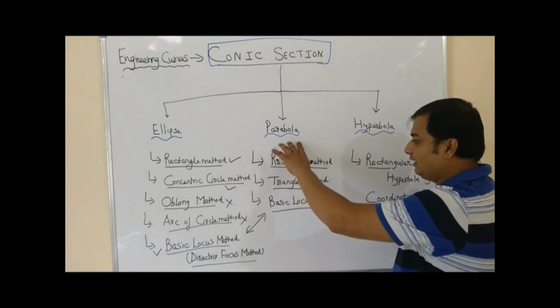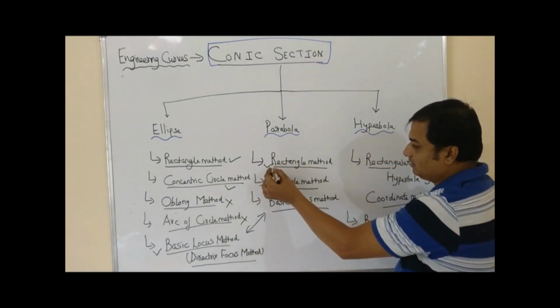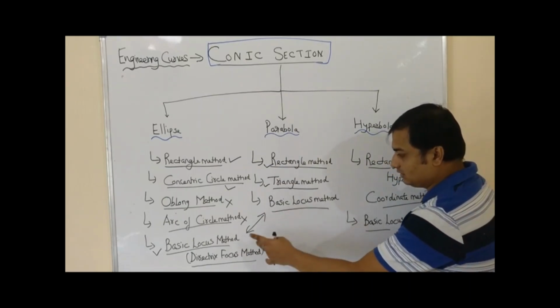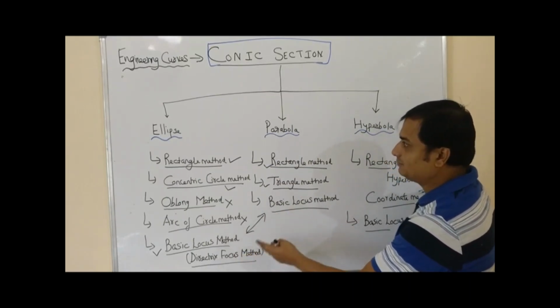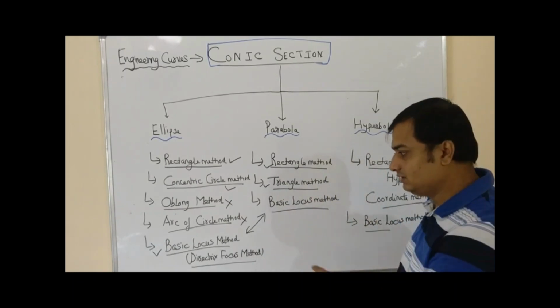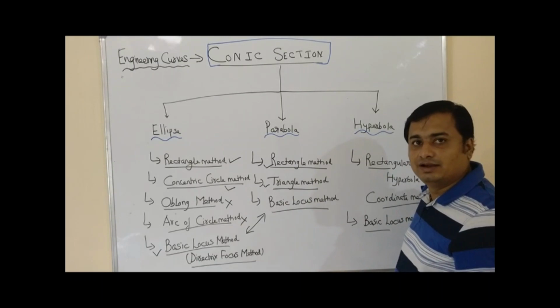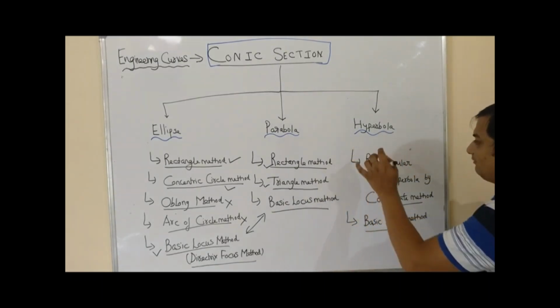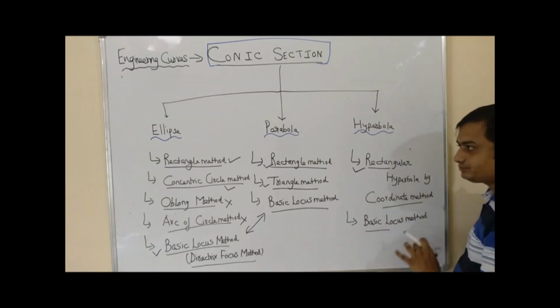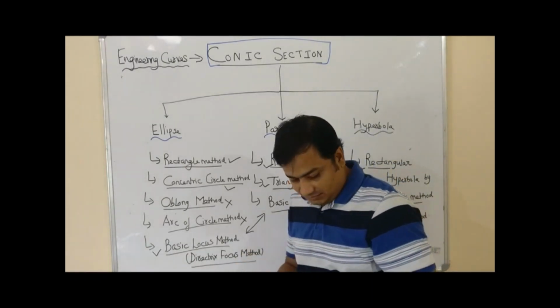And in parabola I will be describing rectangle method and the triangle method, because as already I have told you, basic locus method in case of ellipse, parabola and hyperbola, the steps are same, only the eccentricity value will be different. And for hyperbola I will be describing only the rectangular hyperbola by coordinate method. So let's start with the ellipse.